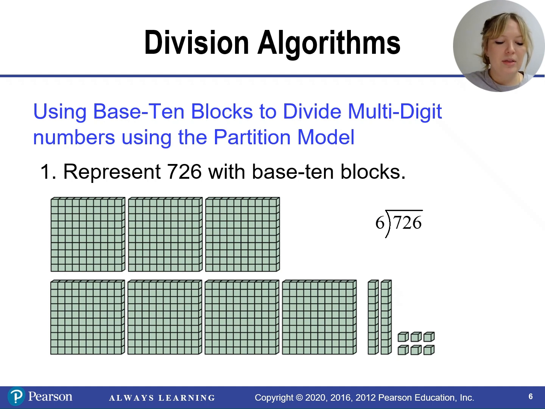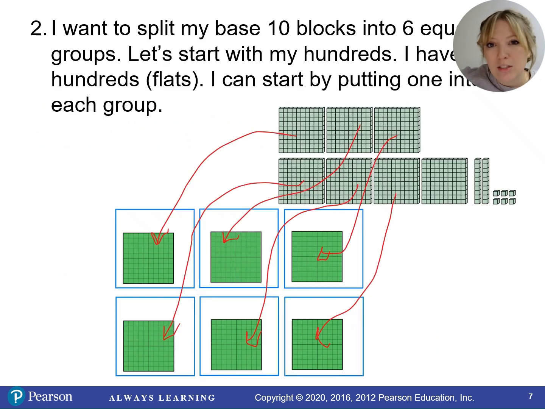All right, so I want to think about how we can use base 10 blocks to divide multi-digit numbers using that partition model, taking and putting into an equal number of groups. 726 divided by 6 would mean that I need to split my 7 hundreds, 2 tens, and 6 ones into 6 equal groups. So I can start out by splitting my base 10 blocks into 6 equal groups.